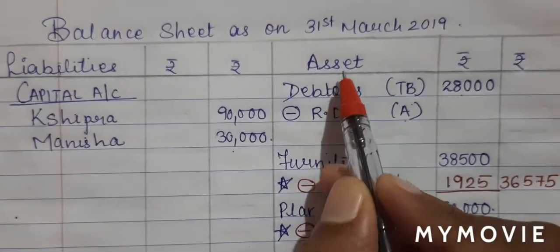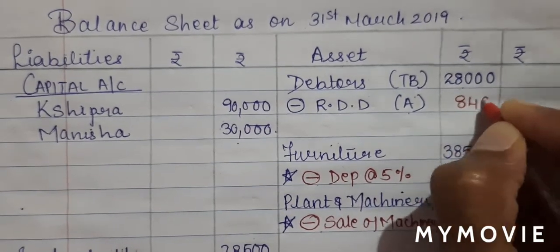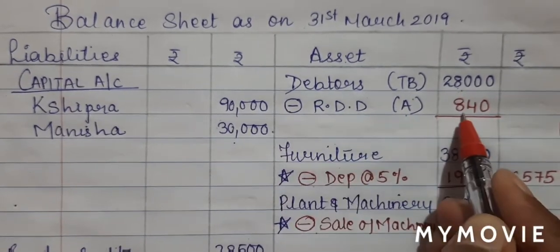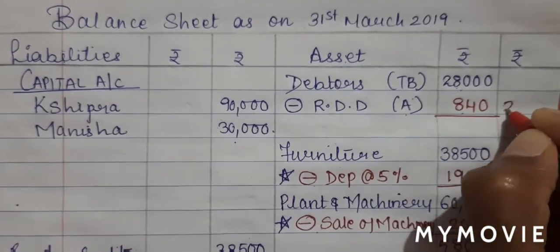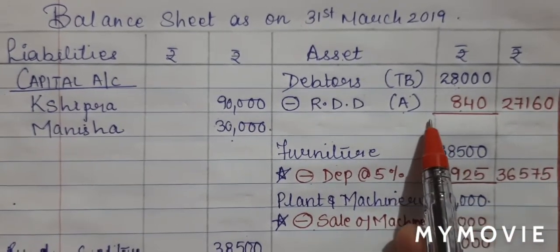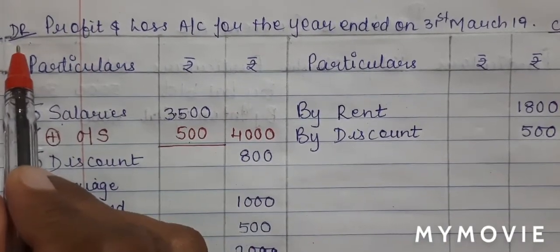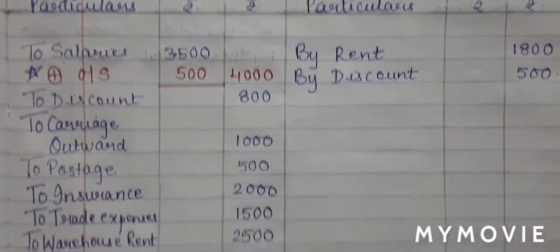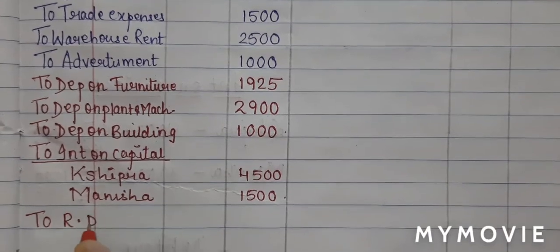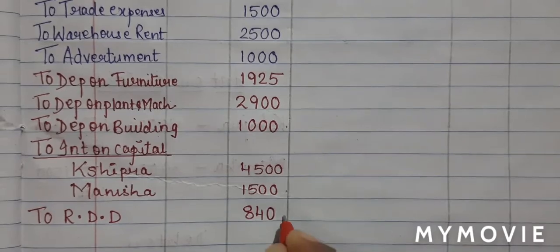So my first effect will be on the asset side. For RDD, I will write 840. I have completed my table. 28,000 minus 840 will give me 27,160. This is my first effect of RDD. My second effect will be written in profit and loss account debit side. Since we have not written our bad debts table, we can directly write to RDD and write the amount in the outer column 840.